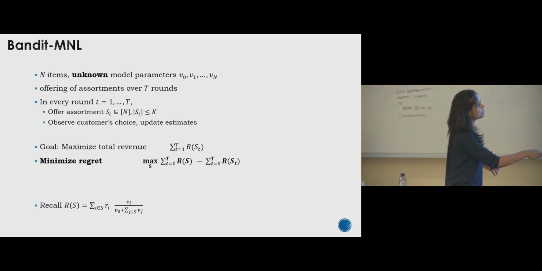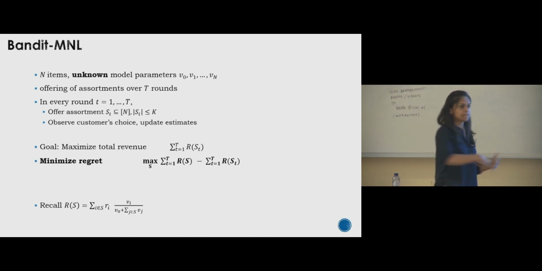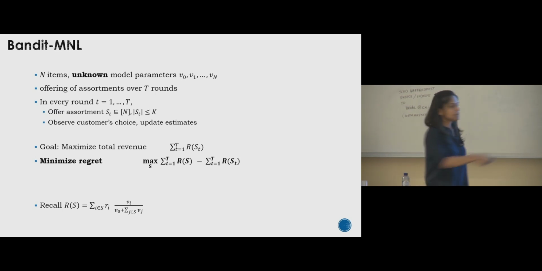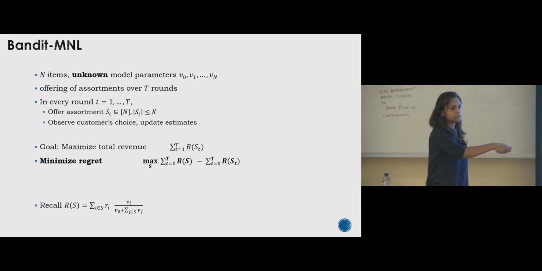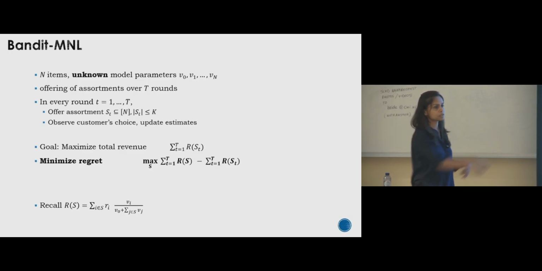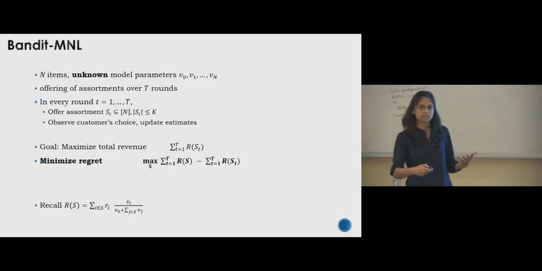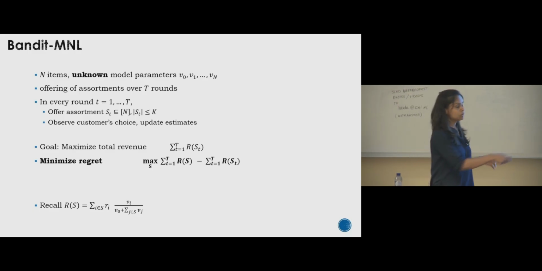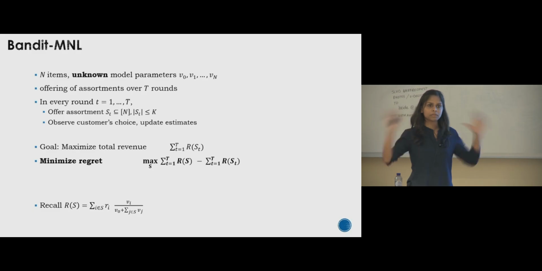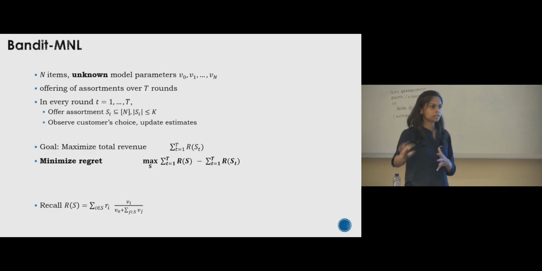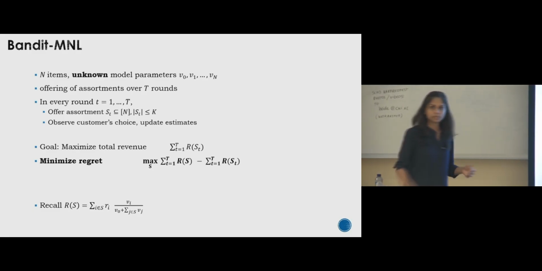So over T rounds, you want to offer these sets while learning the parameters, and you want to maximize the total revenue, where the revenue function is this thing with rewards times the choice probability. And as usual, we'll try to minimize regret, which compares what I am doing to the best assortment I could compute and offer all the time if I knew the whole model.